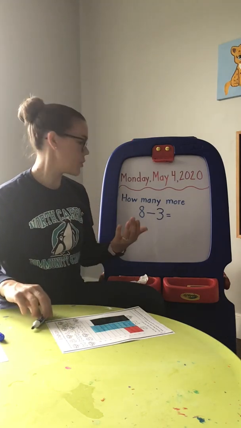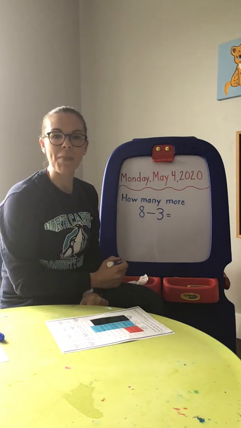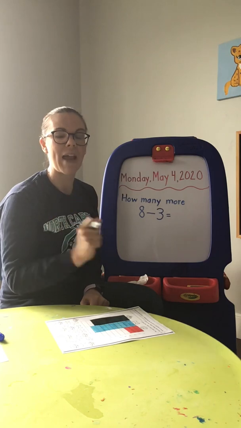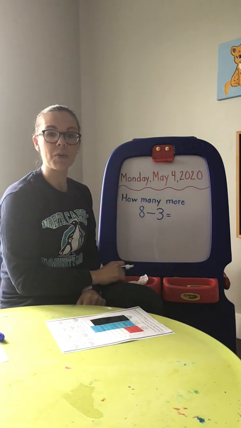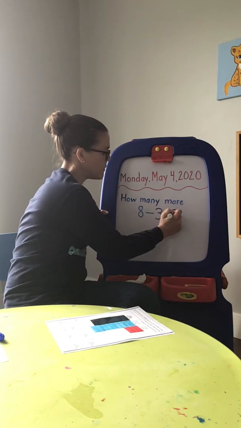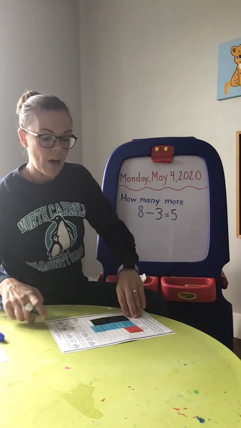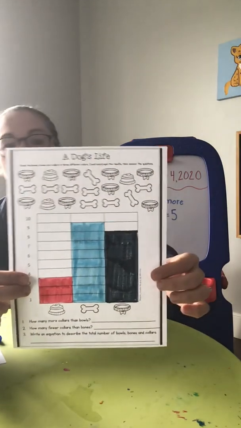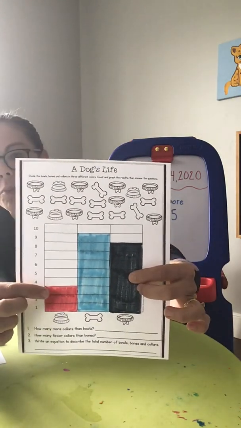You could use your fingers, you could draw a picture. If you've been practicing your math facts a lot, you may already start to know that 8 minus 3 equals 5. 8 minus 3 equals 5, which means there are 5 more collars than there are bowls.